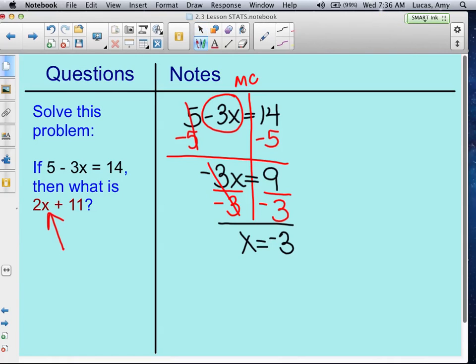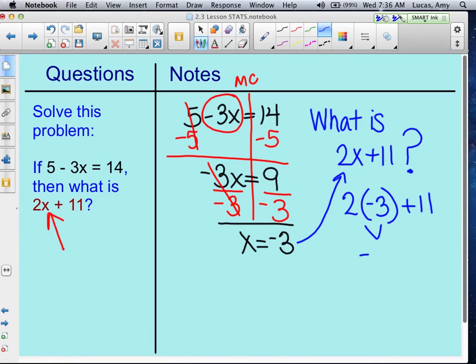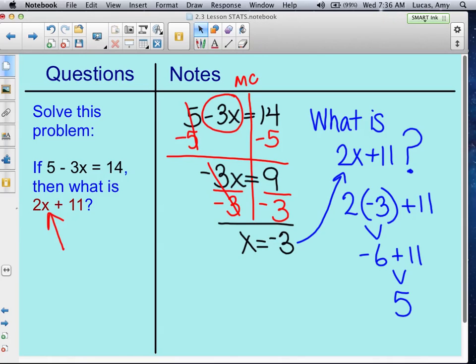Now it's very important to recognize that I have not answered the question. I'm not done. It says, what is 2x plus 11? It did not say find x or solve for x. We had to solve for x so that we could use that solution, negative 3 is x, plug it in, and now evaluate using the order of operations. So 2x plus 11 is equal to 5.